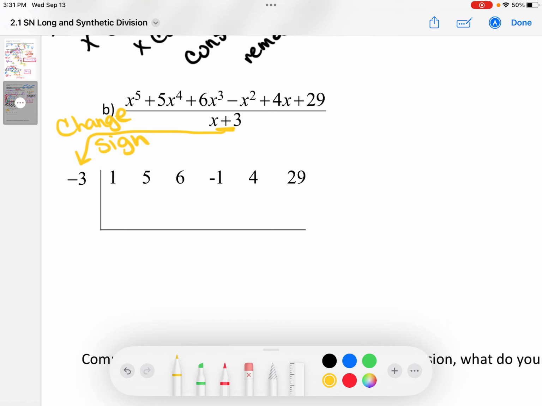Okay, now we'll do the same process. We bring down the first, then we multiply and add, multiply and add, multiply and add. So start with this very first 1, bringing it down into 1. Then we multiply around this corner. So 3 times this 1 is 3. And we add in that column. So then 5 plus 3 is 8. And we multiply -3 by 8.